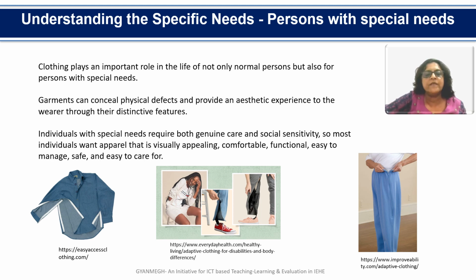Few images you can see for the persons who are with special needs. First, you can see the shirt which can be opened from the side. It has velcros which the person with special needs can easily wear himself or herself. In the second, you can see the pants or the trousers with openings or zippers. So people can wear it very easily and comfortably. Even in the third image, you can see a person wearing a pajama or a lower which has a zip throughout its length.